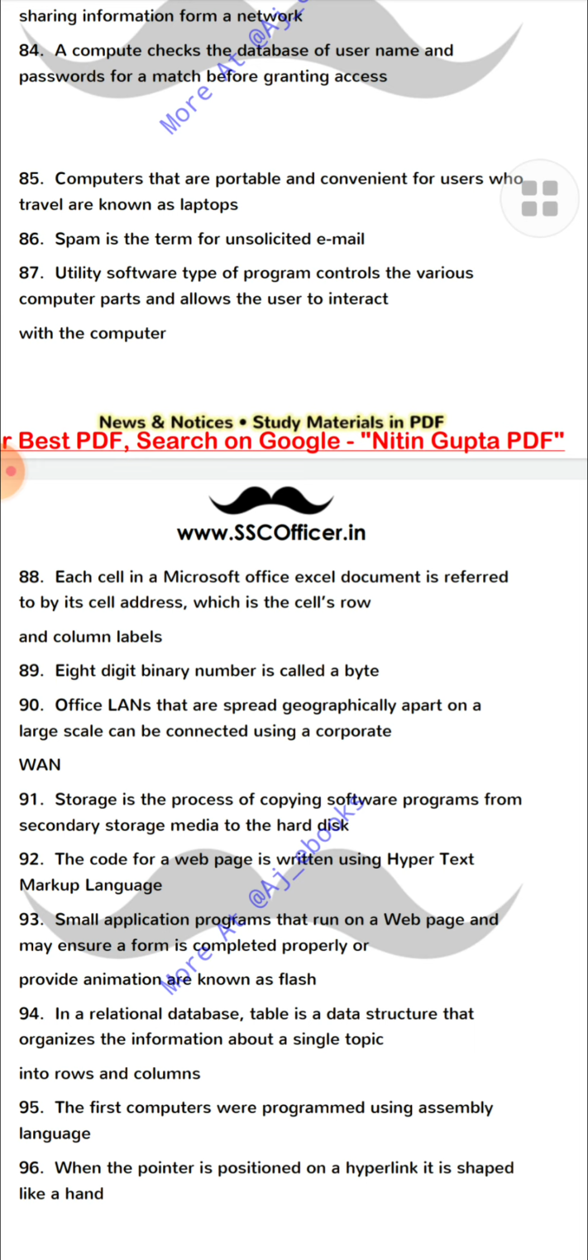In a relational database, a table is a data structure that organizes the information about a single topic into rows and columns. The first computers were programmed using assembly language. When the pointer is positioned on a hyperlink, it is shaped like a hand.